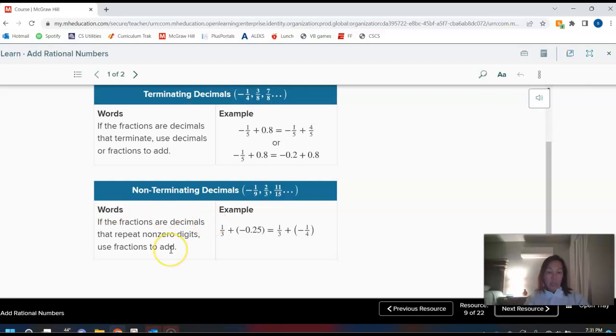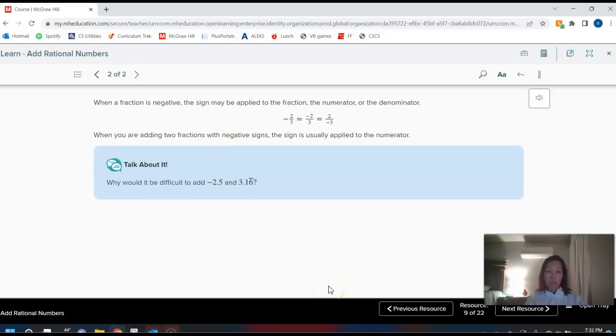If they are non-terminating, so if it's something that repeats, like 1/3 is 0.33333, then we want to use the fraction form. So if they're terminating decimals, then we can use either decimals or fractions. But if you have some that are non-terminating, 1/9, 2/3, so on and so forth, you would use the fractional form to add them because we want exact values. So 0.333 you would have to round off and add. So we'll just use fractions when it comes to non-terminating decimals.